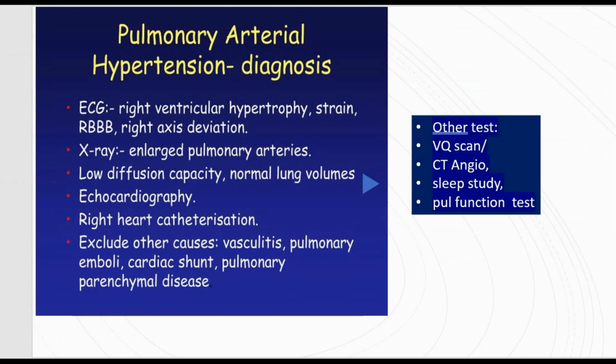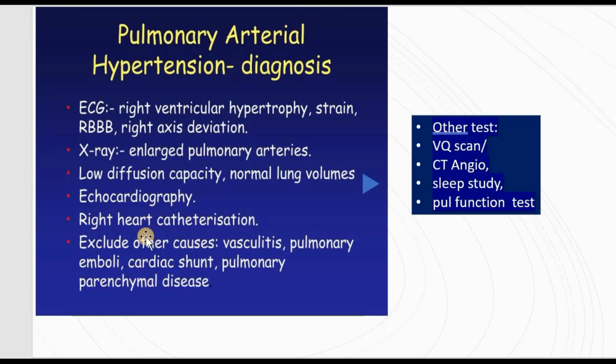So in pulmonary hypertension, the EKG shows right bundle branch block or right axis deviation. This is because of the right ventricular strain or hypertrophy. X-ray shows enlarged or congested pulmonary arteries. Echocardiogram gives an estimated value of pulmonary artery systolic pressure and measures the right atrium and right ventricular size.